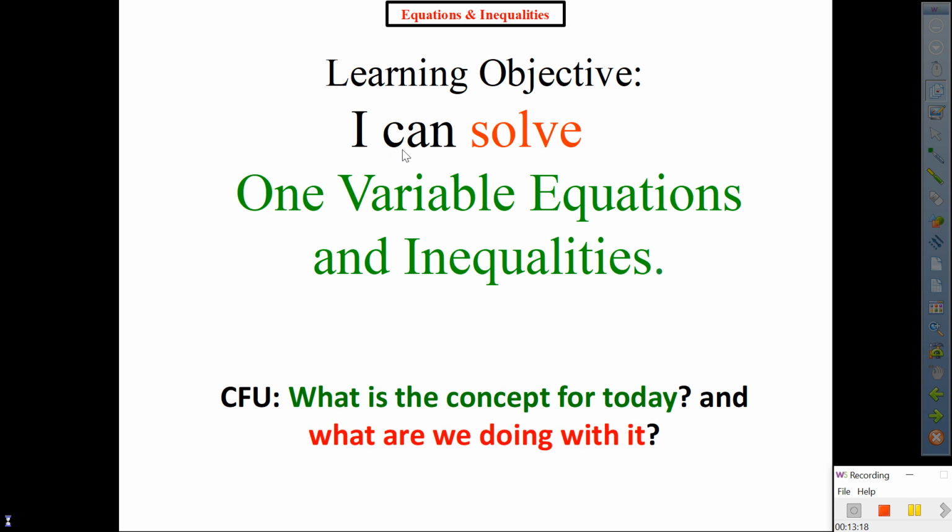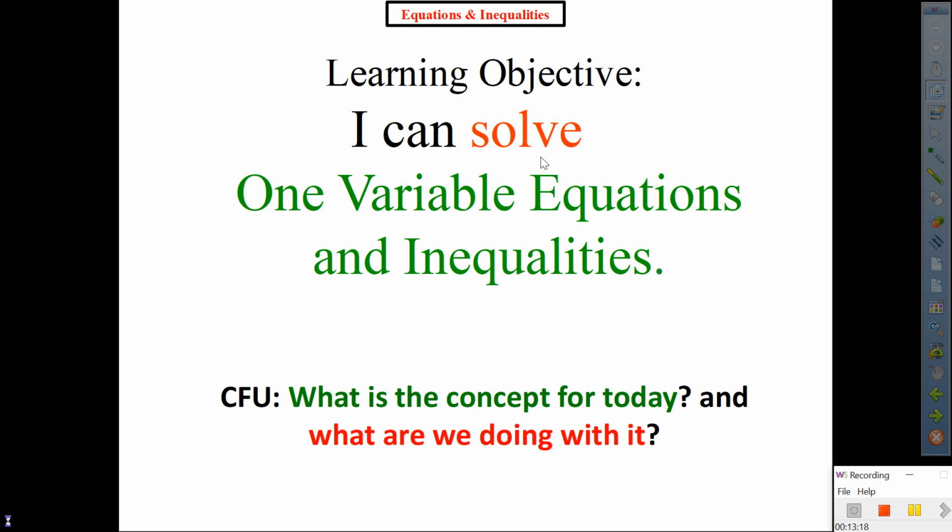Here we go. Our objective for today: I can solve one-variable equations and inequalities. Once again, I can solve one-variable equations and inequalities. That goes at the bottom left of your notes. All right? What concept are we looking at today? One-variable equations and inequalities.